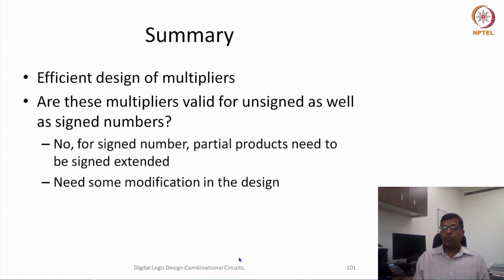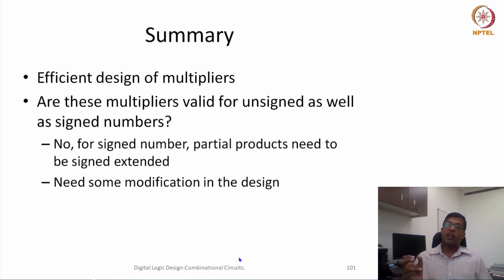The answer is no. In the case of unsigned numbers, it will always give correct results, but if we follow these techniques as is, meaning the way they have been described in this lecture, and simply add the partial products in the same way, then signed numbers will not give correct results. There would be certain modifications required. I'm not going to discuss those modifications in detail, but let's give a very quick intuition.